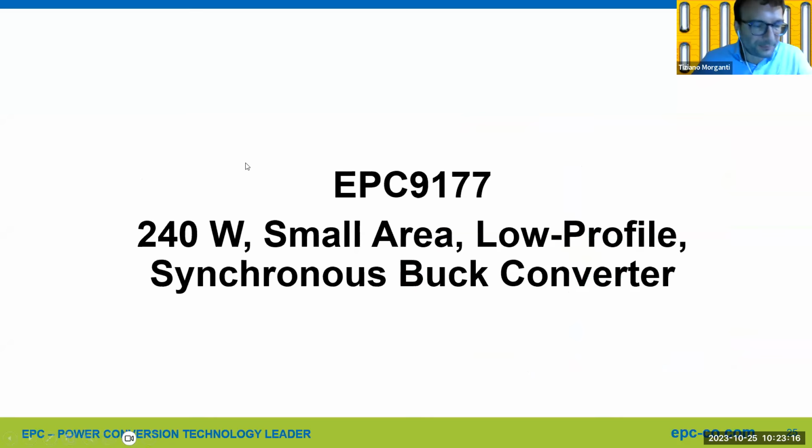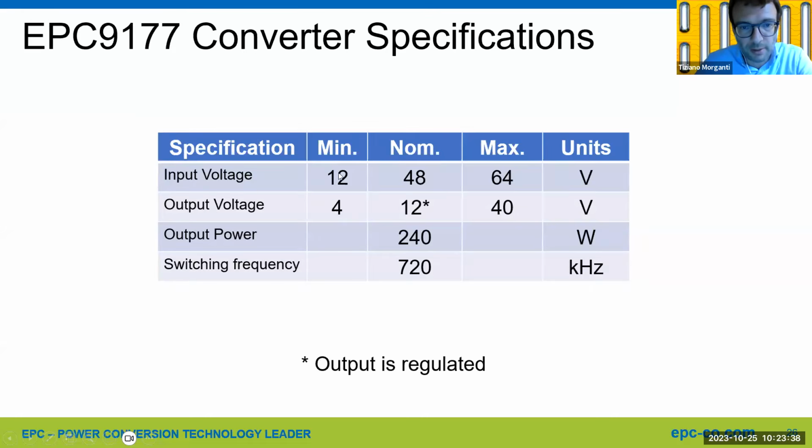Okay, let's go to the 9177. So this has been developed for a very compact application. So it's a very small PCB estate occupation, and very low profile. It's a synchronous buck converter with a single phase. So the input voltage is from 12 to 64 volt, and the output voltage is regulated to 12 volt.